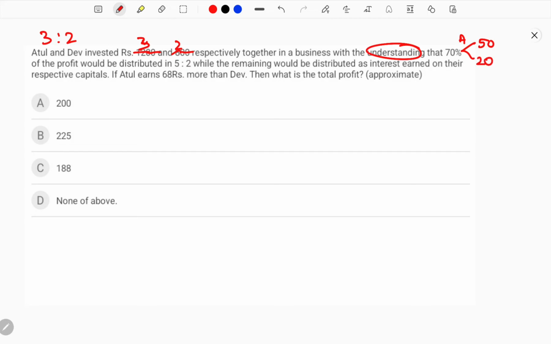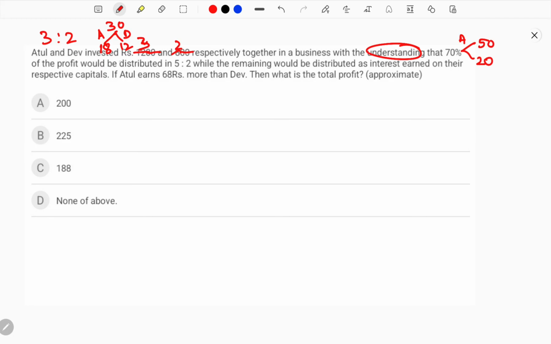Now the remaining would be distributed as interest on their respective capitals. Based on their investment capital, the remaining amount will be distributed. So 30% will be distributed in the ratio 3 is to 2. So 5 parts is 30, then what will be the 3 parts? 3 parts means 18, 2 parts means 12. So now you know 18 and 12. So this is Atul and this is Dev.